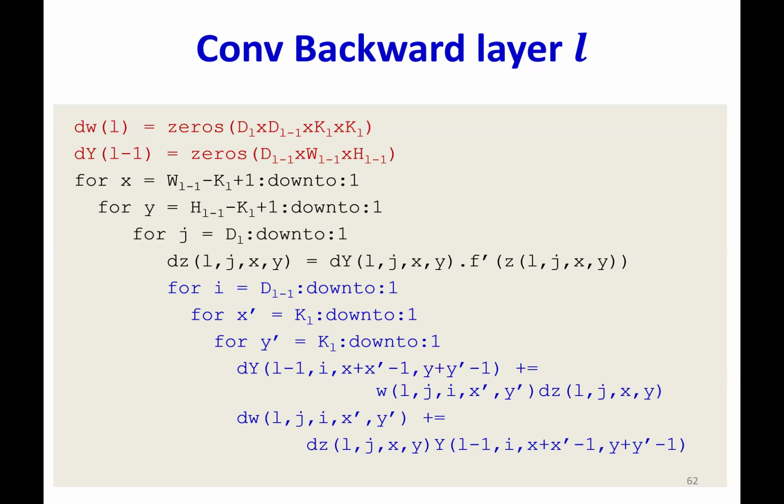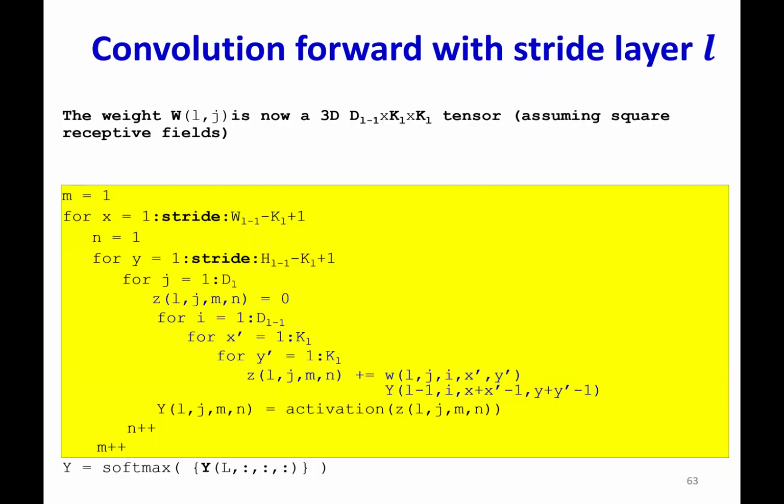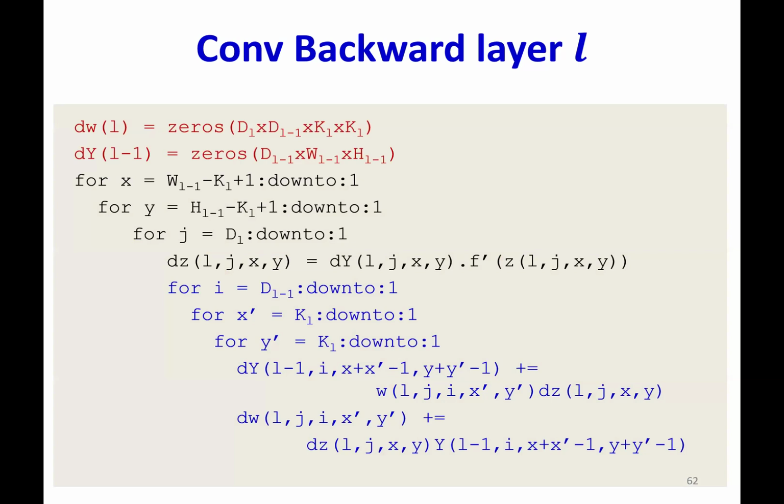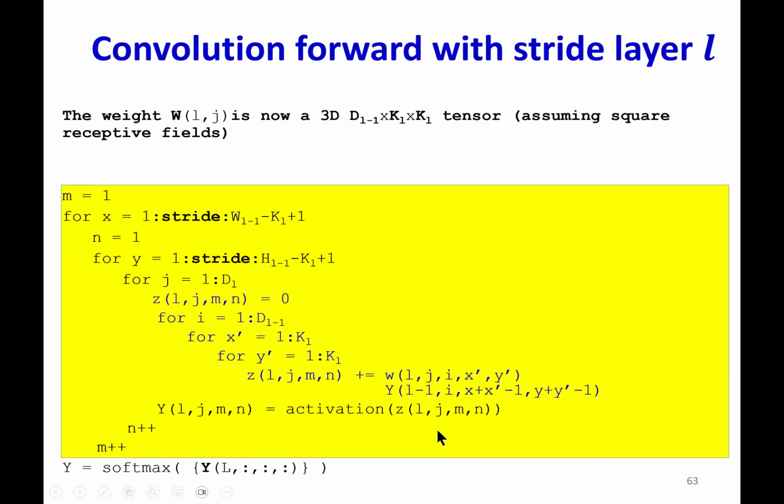Right? And now here's where things get simple. If I were convolving in the forward pass with a stride, how do you think this code is going to change? Anyone? Remember that when I'm convolving in the forward pass with a stride, when I'm looping through X, I'm taking a step that's one stride at a time. When I'm looping through Y, I'm taking a step that's one stride at a time, right?